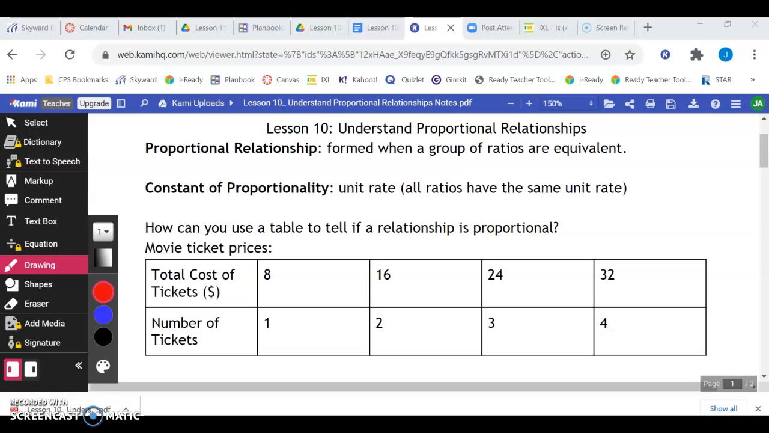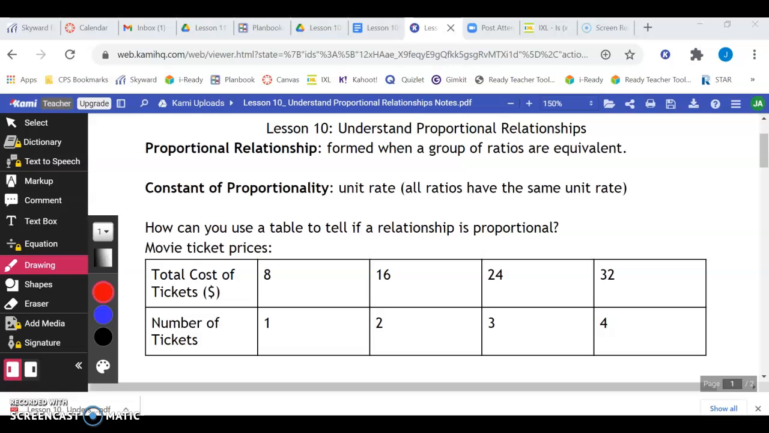We also have a thing called the constant of proportionality, and that is the unit rate. So we've been talking about unit rates for a while. That's going to carry over. That number is going to be called the constant of proportionality. Now they are all the same. So when you figure out all of the ratios for the information given, if they are all the same number, that number is your constant of proportionality.